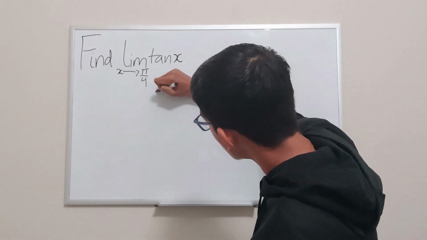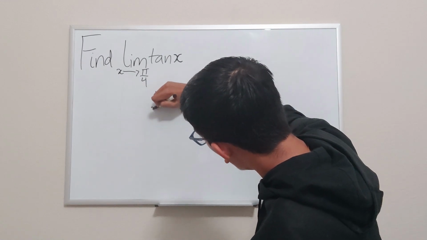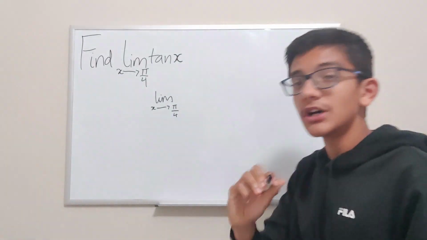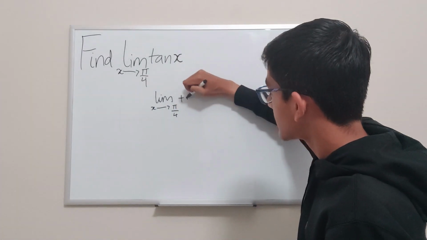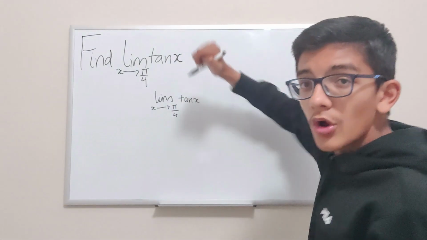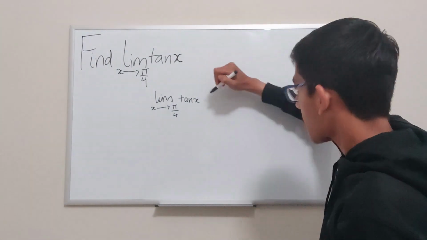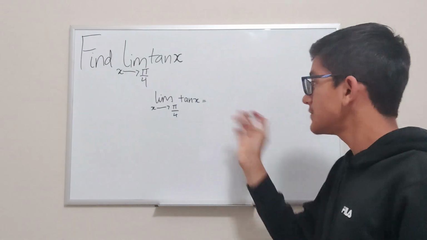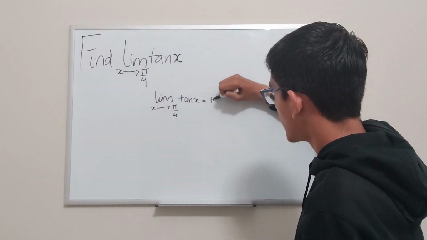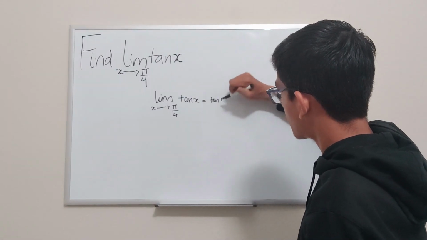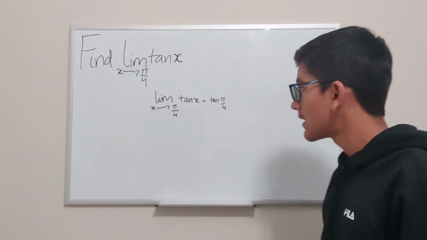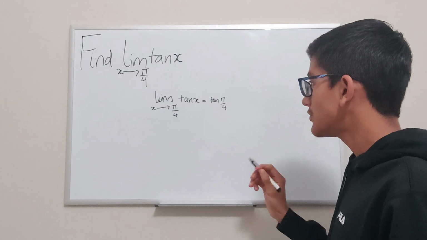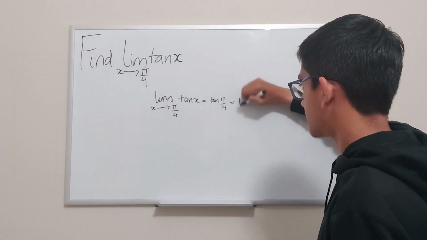So I always like to write down my limit once more, just so that I can understand where I'm starting from. And I just said we just substitute x approaching pi over 4. So that would just be tangent pi over 4. And tangent pi over 4 is, as you all know, 1.